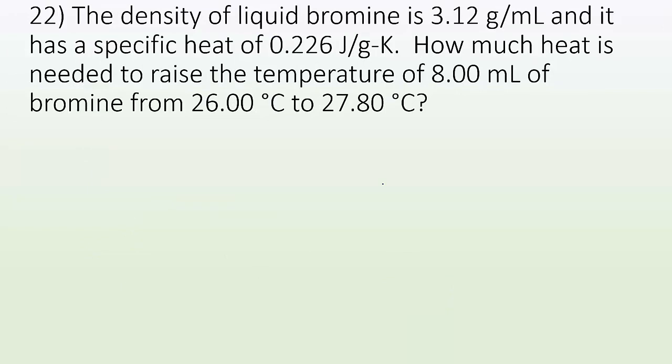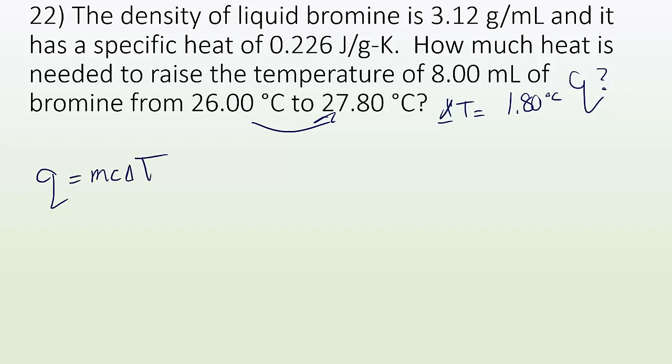22. The density of liquid bromine is 3.12 grams per milliliter and it has a specific heat of 0.226 joules per gram Kelvin. How much heat is needed to raise the temperature of 8 milliliters of bromine from 26 to 27.8? So again, now it's asking for Q. I'm going to do some quick math right now. That tells me my delta T is going to be 1.80 degrees Celsius because it went from 26 to 27.8. Well, again, I'm going to need Q equals mc delta T. And what are they asking for this time? Q, so I don't have to rearrange anything.